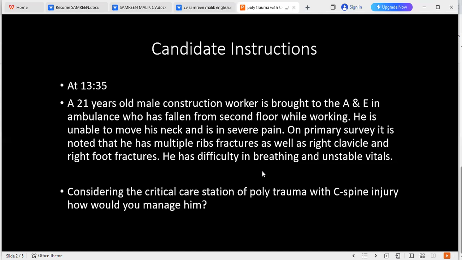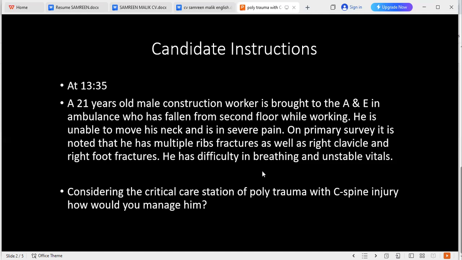Considering the patient is having a lot of pain, how would you manage the pain of the patient? I will manage the pain according to the WHO pain step ladder. First we will start with mild painkillers like non-steroidals and paracetamol. Then we'll go for weak opioids like codeine or tramadol. Then we'll go for strong opioids like morphine.